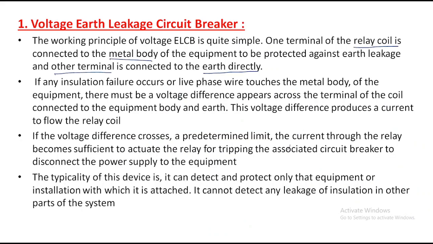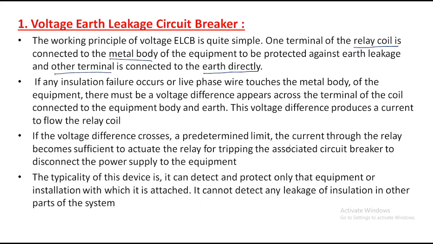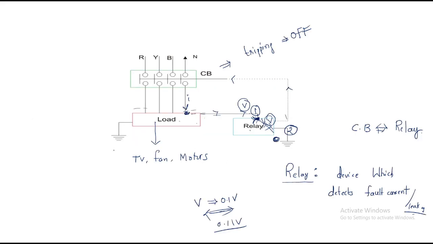The typical limitation of this device is that it can detect and protect only the equipment or installation to which it is attached. The load attached to this relay and circuit breaker will be protected only. It cannot detect any insulation leakage in other parts of the system. Whichever load the circuit breaker is connected to is the one that will be protected.